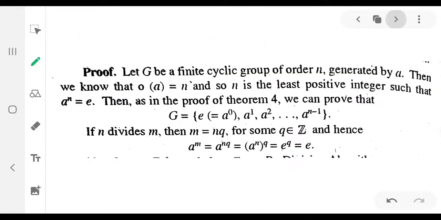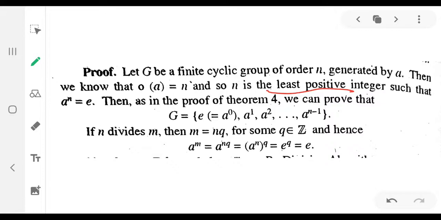The first part: G is a finite cyclic group of order n generated by a. Then the order of a is equal to n. Order of G is equal to n means the order of a is equal to n. The order of the generator will be the same. That is, a raised to n is equal to e, where n is the smallest positive integer, the least positive integer. This phrase is very important. So no positive power below n will be e.